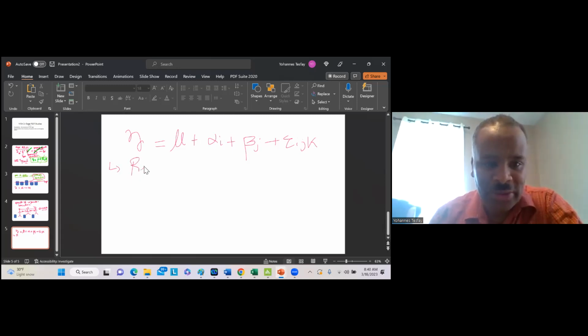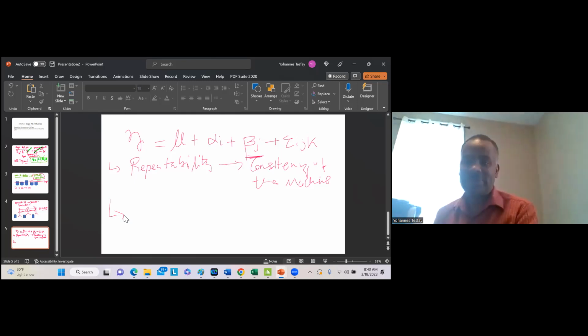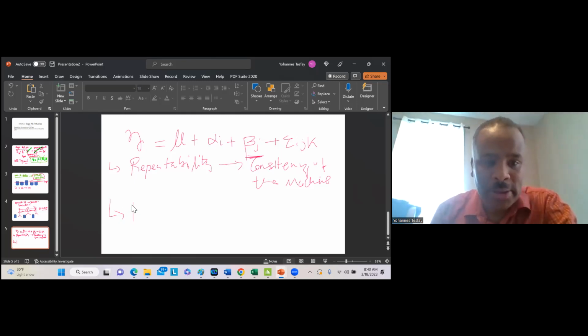Here, repeatability, as we already said, is the consistency of the machine or the gauging system. Then reproducibility is operator skill sets. Reproducibility means the operator is going to reproduce, replicate the same measurement. That is reproducibility.